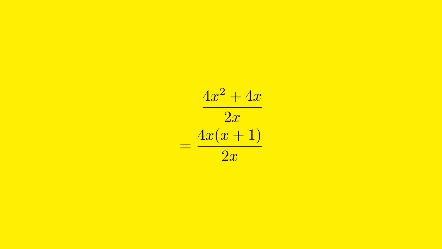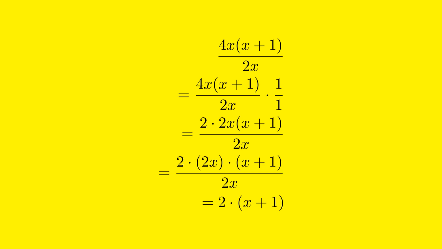Factoring means pulling out the common factor and rewriting the expression in a simpler form. When we factor 4x out of 4x squared and 4x, we get 4x times the quantity x plus 1. This means we rewrite the numerator as 4x times the quantity x plus 1. Now the expression looks like this: 4x times the quantity x plus 1 over 2x. This completes step 1. We have successfully factored the numerator to simplify the expression. Next, we can continue simplifying by canceling out common terms from the numerator and the denominator.